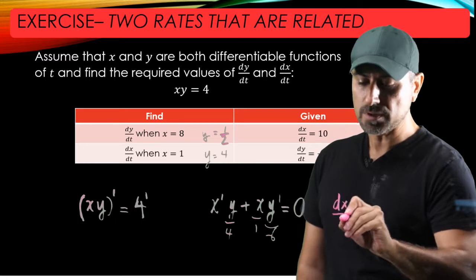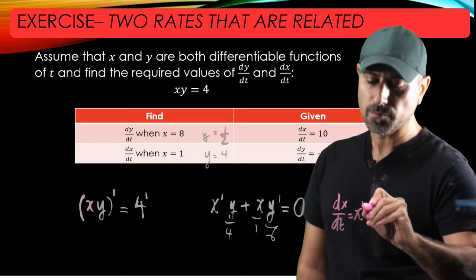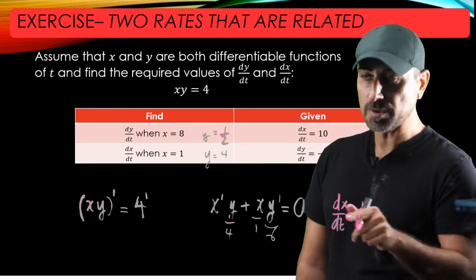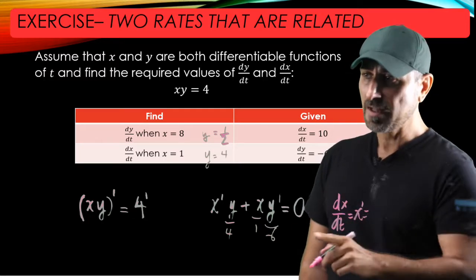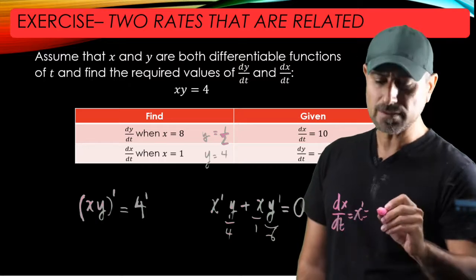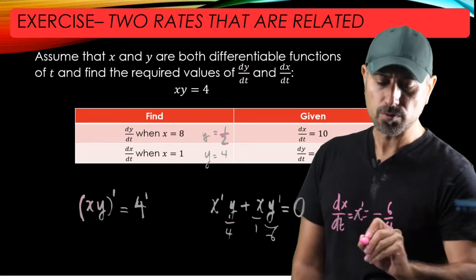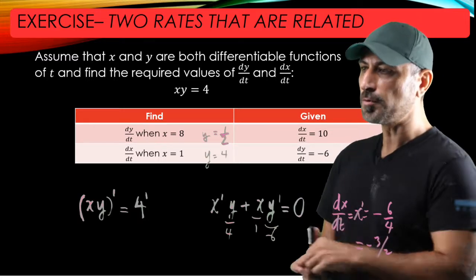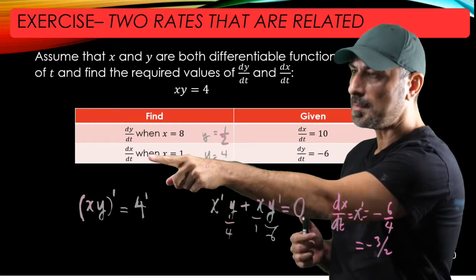So dx over dt, or x prime. Okay, x prime is sort of an abusive notation, but as long as you know what you're doing here, you're safe. So x prime is going to be -6 divided by 4. In other words, -3/2 is the answer for dx over dt being asked in this question.